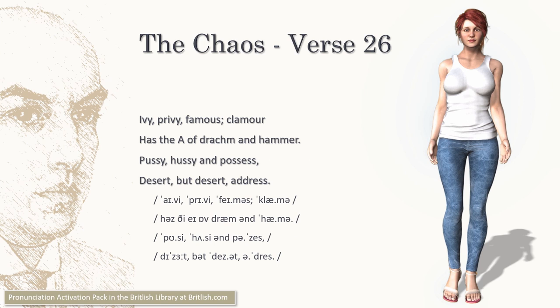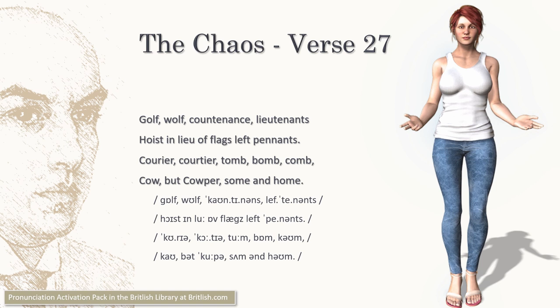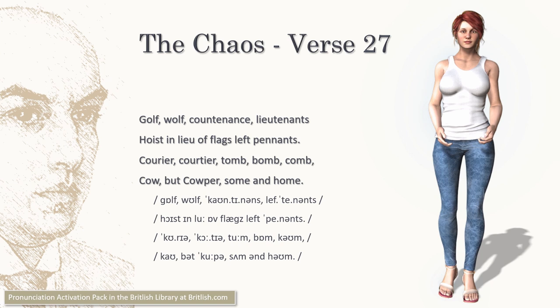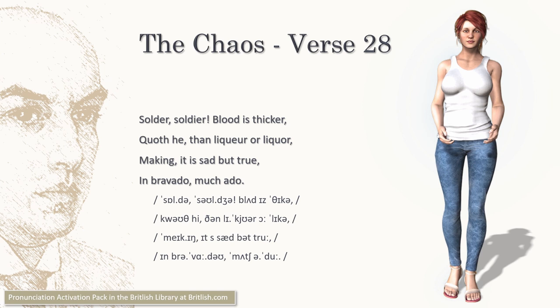Pussy, hussy and possess, desert, but desert, address. Golf, wolf, countenance, lieutenants, hoist in lieu of flags left pennants. Courier, courtier, tomb, bomb, comb, cow, but cooper, summoned home. Solder, soldier. Blood is thicker, quoth he, than liqueur or liquor, making, it's sad but true, in bravado, much ado.